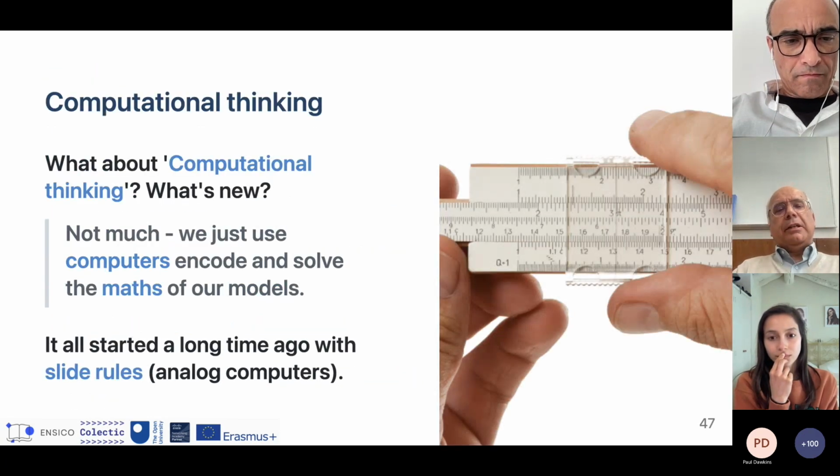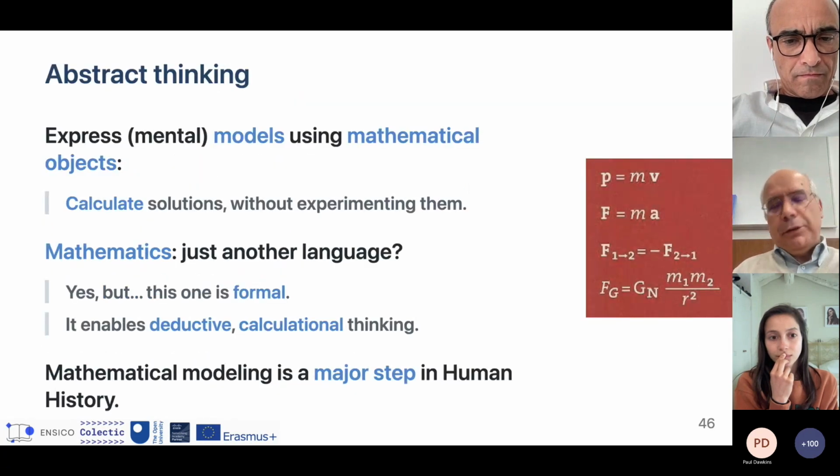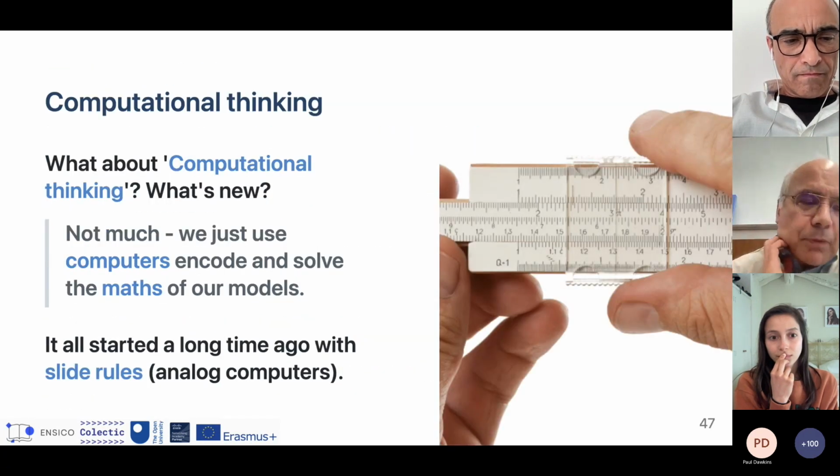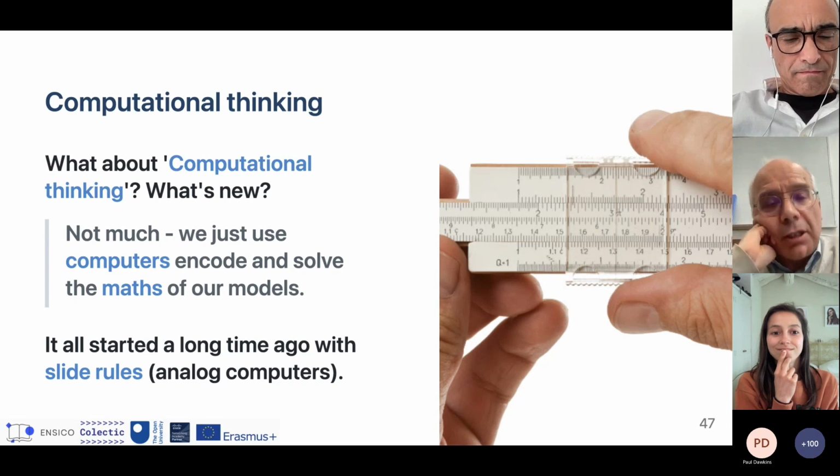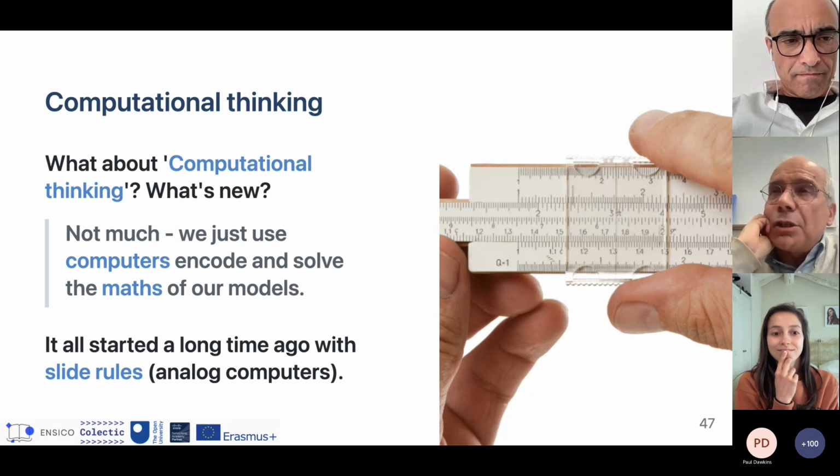Now, computational thinking, what does it mean? How does it compare to abstract thinking? I would say there's not much new, because what we are going to do is seek help from a machine to encode and solve the maths of our models. The machine is powerful. Actually, the machine is quite stupid, very stupid in the beginning, doesn't know anything. But if we are able to teach the machine, through our rhetoric, correctly, to understand the models, then it can go very fast and very far, as we know.